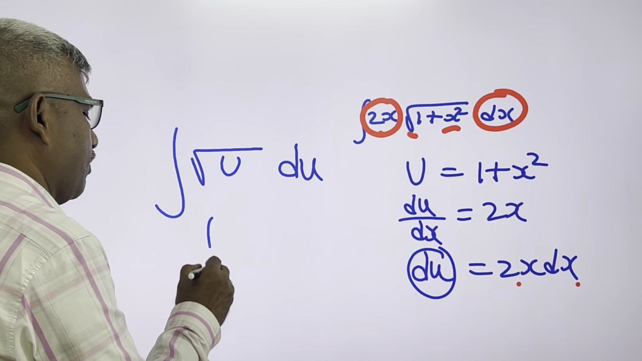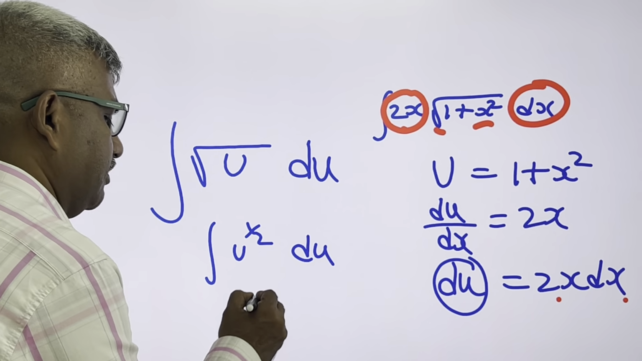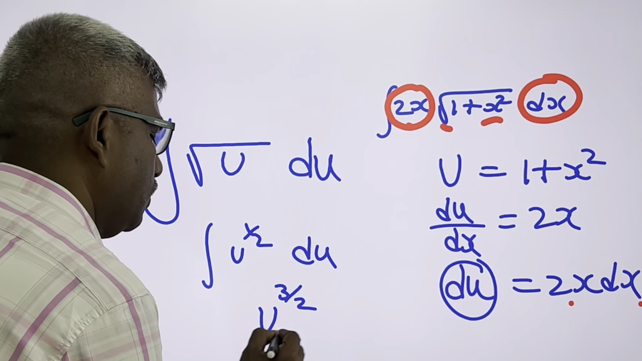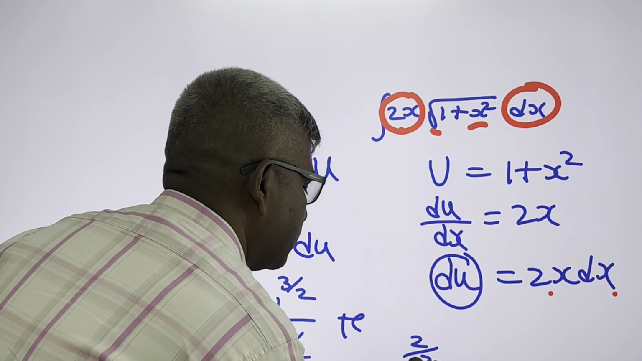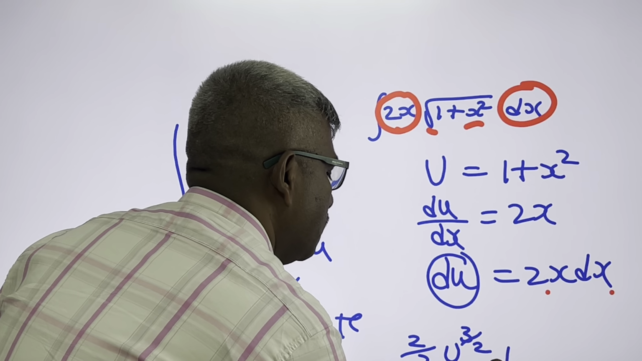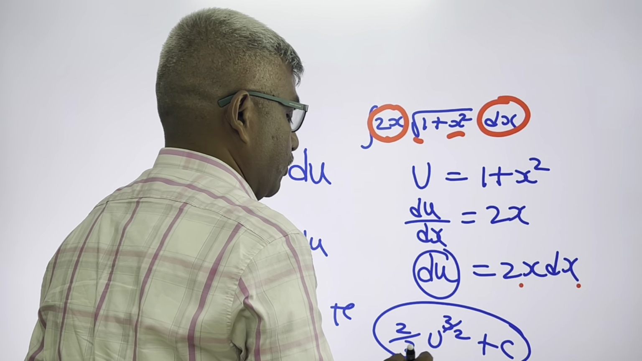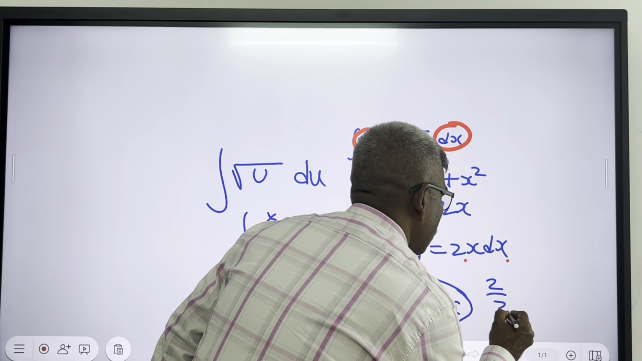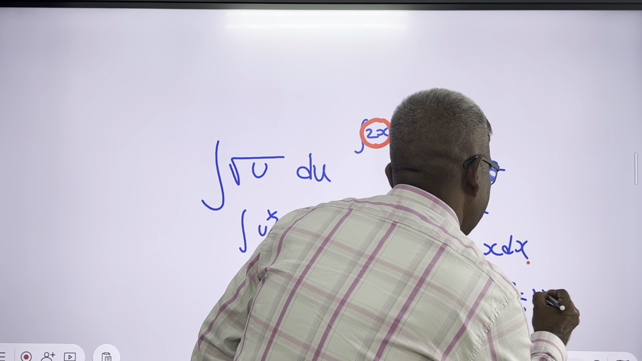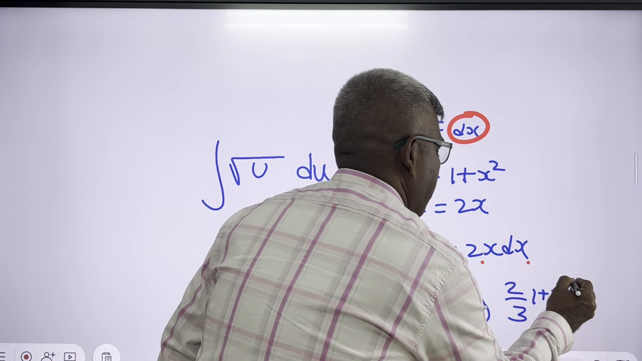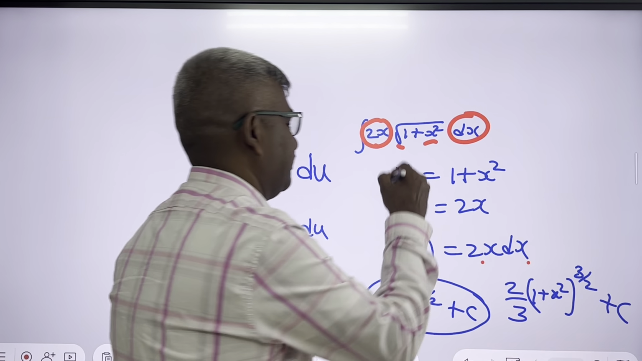What is meant by square root of u? It is u power 1 by 2 du. You can integrate: u power 3 by 2 over 3 by 2 plus c. That means 2 over 3 u power 3 by 2 plus c. Can you leave it like that? No. They asked for x only. So the answer is 2 over 3 times 1 plus x squared power 3 by 2 plus c, replacing u with 1 plus x squared. Copy it down.